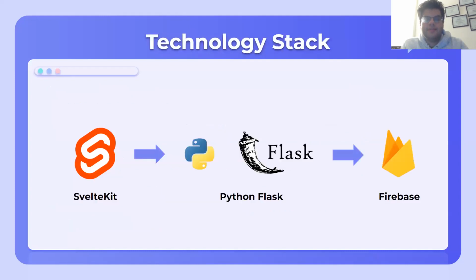For our front end, we are using SvelteKit, which compiles JavaScript, CSS, and HTML into one streamlined system. For our middleware system, we use Python Flask for logic handling and server-side rendering, and we use Firebase, a Google backend system to store account data, profile information, and images.